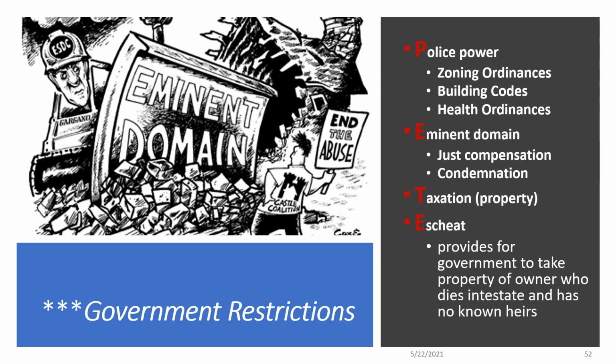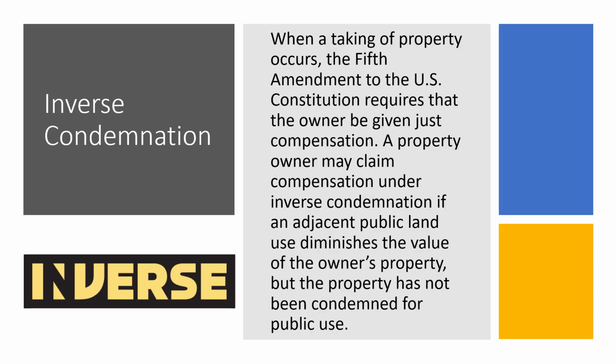Escheat provides for the government to take the property of an owner who dies intestate, which means without a will, and has no known heirs. Inverse condemnation: when the taking of a property occurs through condemnation, the Fifth Amendment to the U.S. Constitution requires that the owner be given just compensation. A property owner may claim compensation under inverse condemnation if an adjacent public land use diminishes the value of the owner's property, but the property has not been condemned for public use.